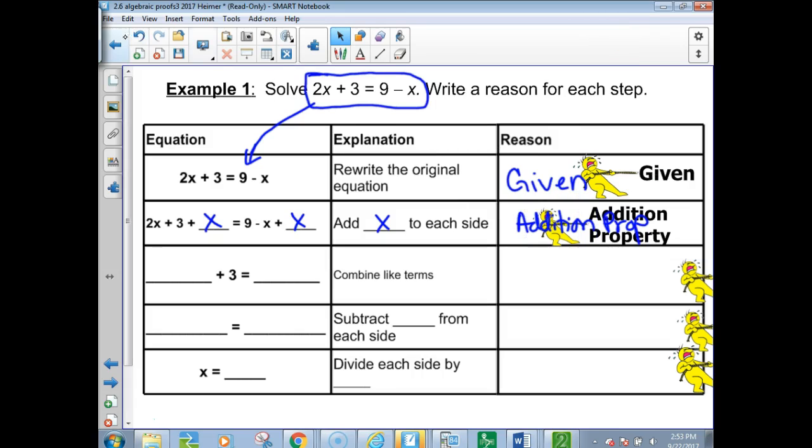Okay, for the next part, we would simplify this by combining the like terms. And we do 2x plus x is 3x. So we'd have 3x plus 3. And on the right-hand side, all we'd have left is a 9. Okay, and that's just combine like terms or simplify.